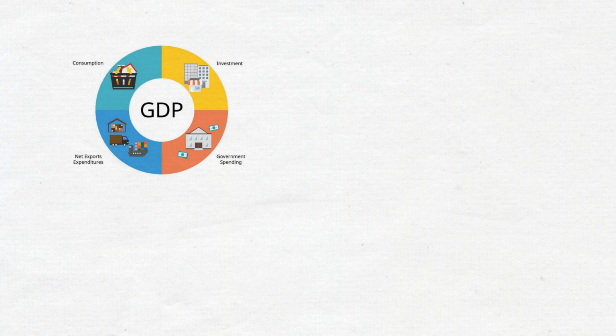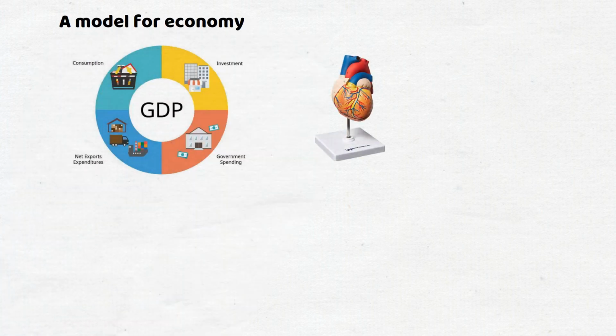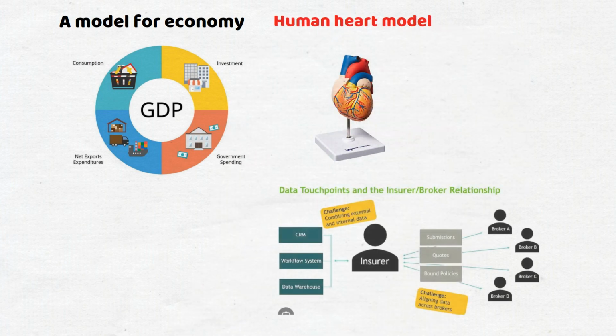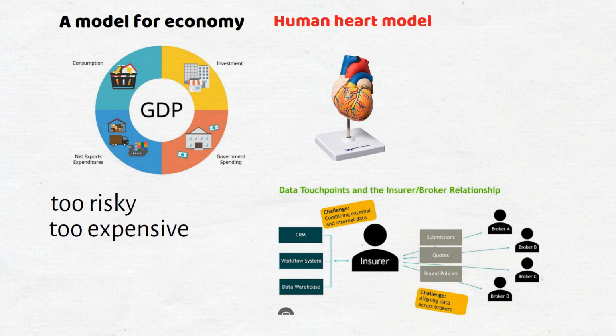We can create models for various activities, such as the economy of a country, the workings of a human heart, or even the future cash flows of a life insurance broker distribution channel. These models help us to simulate and predict the effects of changes in these systems. Imagine we want to predict the impact of a real-world change on these models. It may be too risky, expensive, or slow to try out the change directly.